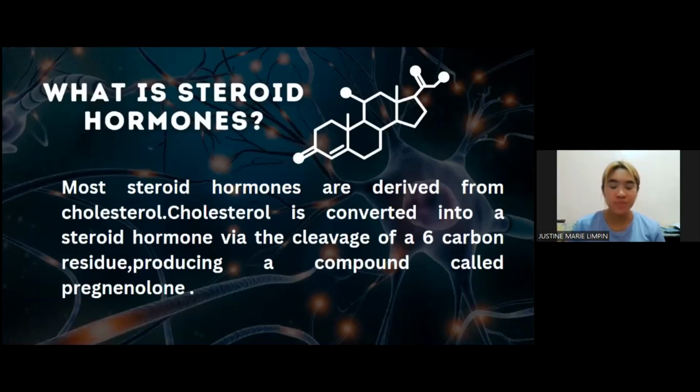steroid hormones. Now, steroid hormones are any group of hormones that belong to the class of chemical compounds known as steroid, which are secreted by three steroid glands: the adrenal cortex, the testes, and the ovaries. Now, most steroid hormones are derived from cholesterol. That cholesterol is what you eat, and then that cholesterol is then converted into steroid hormones via the cleavage of a 6-carbon residue, producing a compound called pregnenolone.